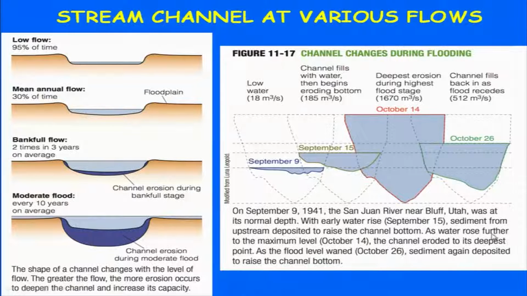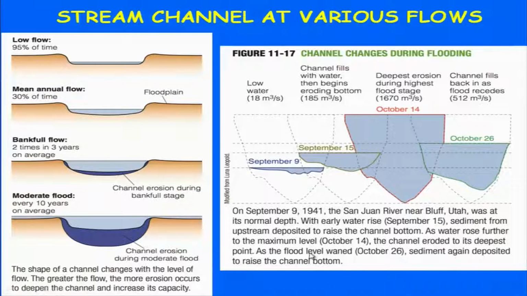Then as water rose further to its maximum level, during October 14, which has been shown here, the channel eroded to its deepest point. So, it went right up to this one. This whole boundary that you see is the boundary of the channel pattern, which changes. So it eroded up to the deepest point. More water, more erosion, and the channel was deepened.